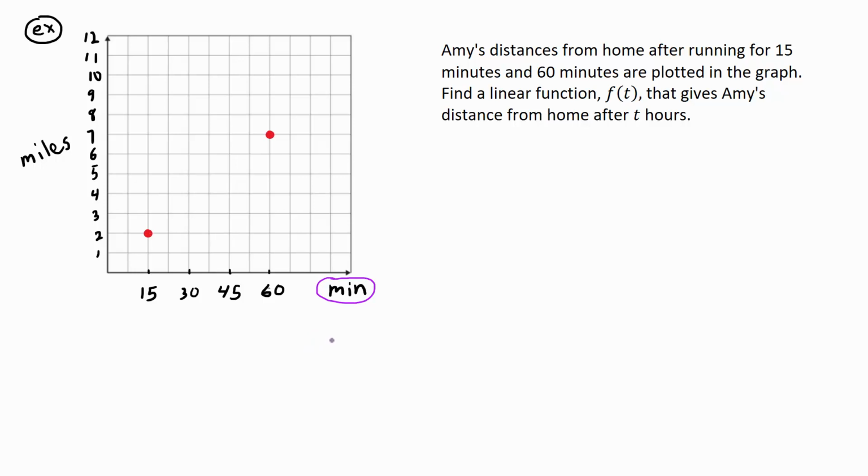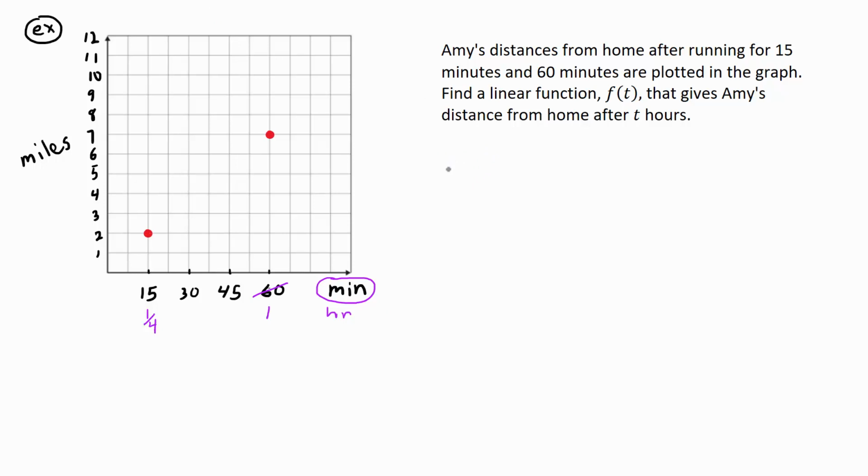There's a couple different approaches we could do. We could find a linear function that gives Amy's distance from home after a certain number of minutes, or we could just convert the horizontal axis units to hours, which would be easy enough because we only need to convert two of them. 60 minutes is 1 hour, and 15 minutes would be 1/4 of an hour. We don't need to convert the others because we only have 2 points, one at 15 minutes and one at 60 minutes.